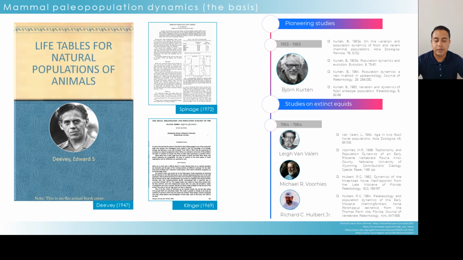On the other hand, studies like Klingel 1969 provide information to estimate fecundity rates in paleopopulations of equids. The age structure of paleopopulations and survival strategies were the paleodemographic issues addressed in these first works.